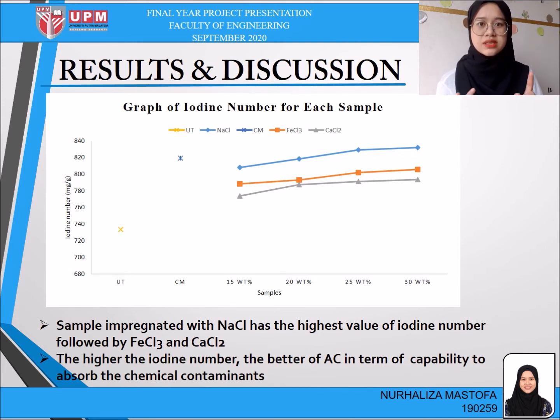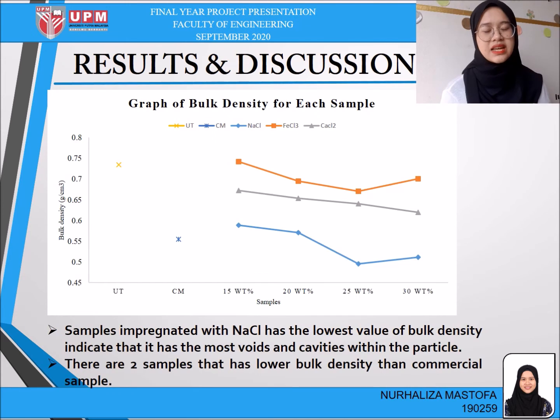Based on the graph shown, the sample impregnated with NaCl has the highest value of iodine number, followed by FeCl3 and CaCl2. The higher the iodine number, the better the activated carbon in terms of capability to absorb chemical contaminants. The next one is the result for bulk density analysis. Based on the graph, the sample impregnated with NaCl has the lowest value of bulk density. It indicates that it has the most voids and cavities within the particles. Also, there are 2 samples that have lower bulk density than the commercial sample, which are the samples treated with 25% of NaCl and 30% of NaCl.